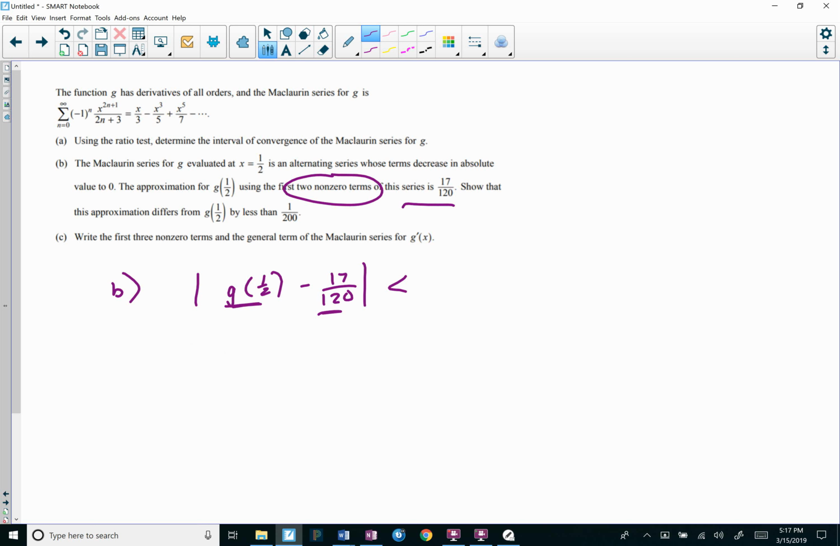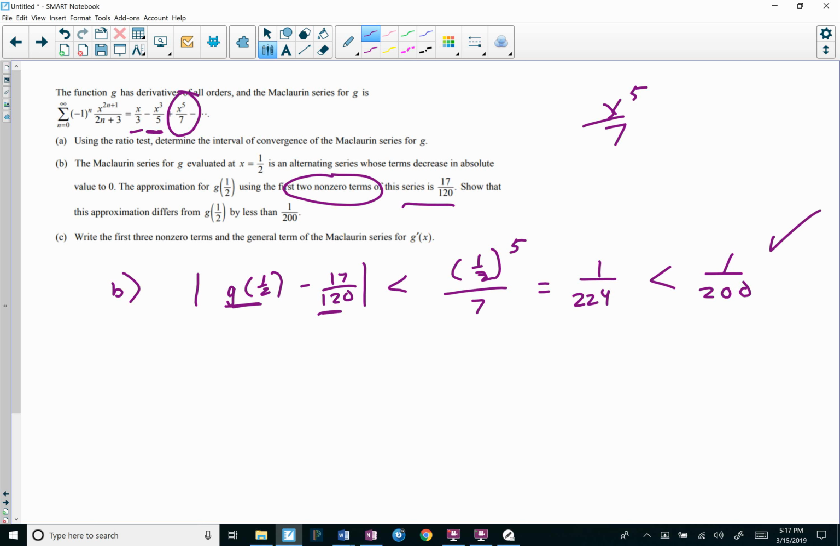It's always less than the next term. So this is using two terms, so I need to look at the third one. So it's always going to be less than that, x to the 5th over 7. Now x in our case is 1/2. Work that out. That gives me 1 over 224, which is in fact less than 1 over 200. So I just showed that's less than that.